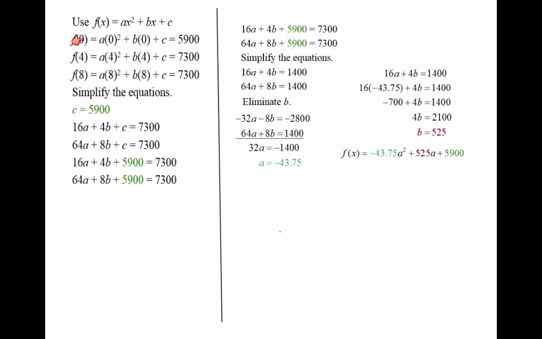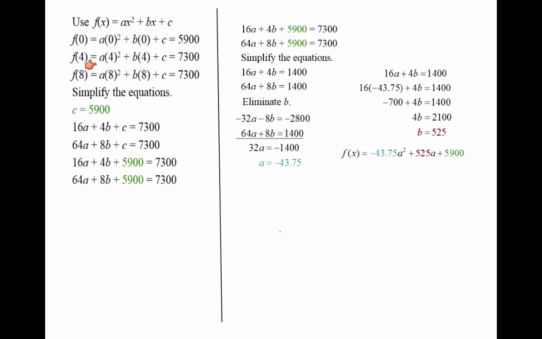If x is equal to 0, my equation here would be a(0)² + b(0) + c, which is equal to 5900, the point that is given to me. When x equals 4, the number of multiple births is 7300. If x is equal to 8, that's the number of multiple births that we have from the chart.